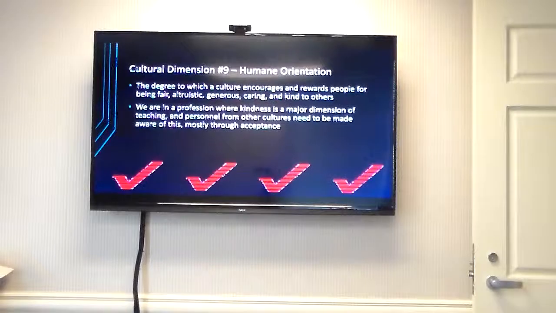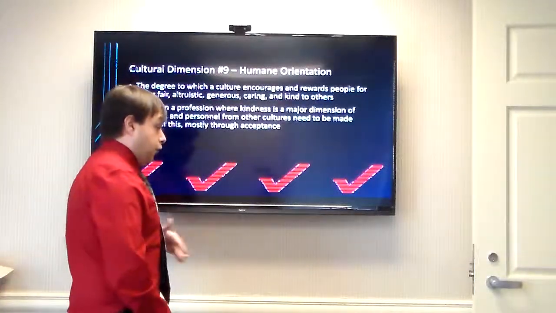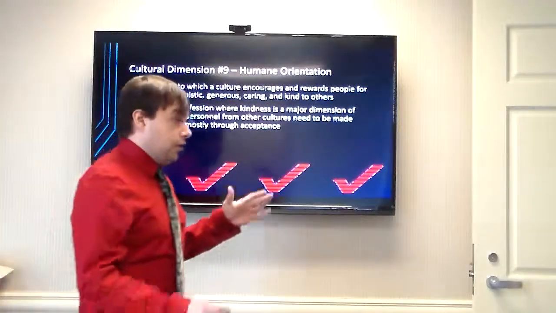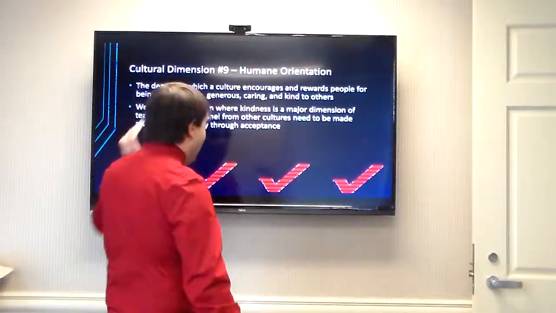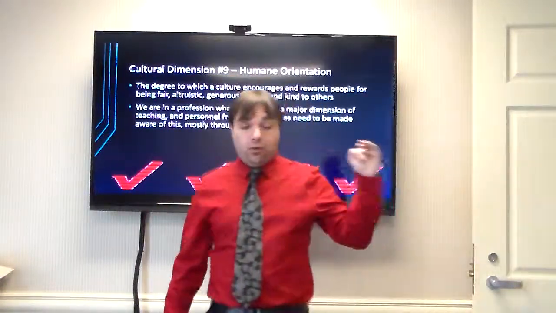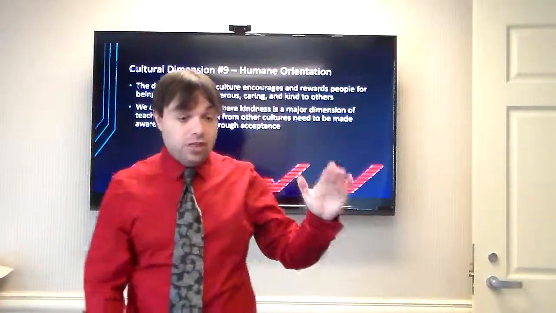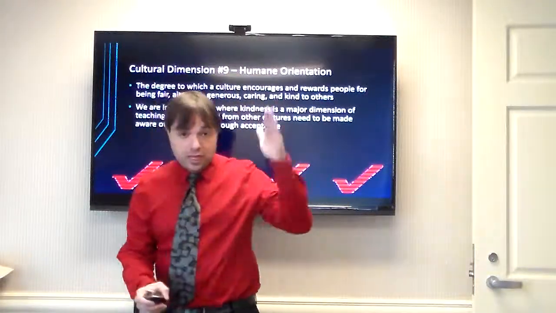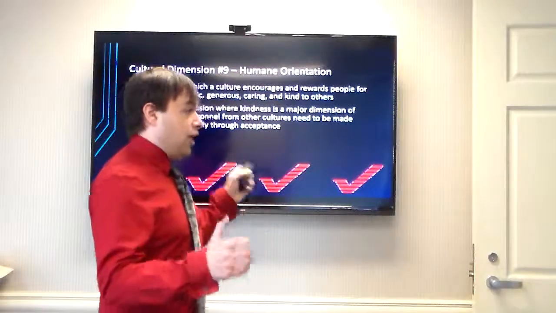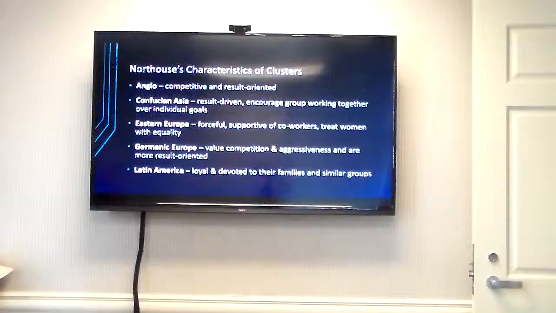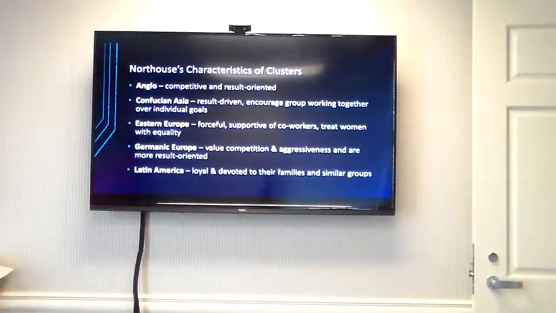Finally, the humane orientation. This is different cultures that are supposed to be all caring, generous, altruistic, and helpful to others. I argue that if you're in teaching, you need to be all of these. And if you're from a different culture that doesn't respect that, you need to change that orientation, because you have to do this in education. People like rewards in this profession. This is a humanistic profession. Teachers want rewards, students want rewards, administrators want rewards, and cultures have to be kind of tied into that as well.